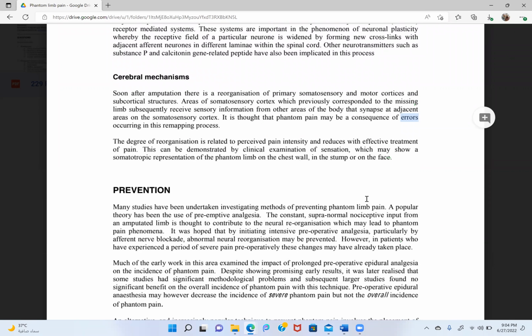The degree of reorganization is related to perceived pain intensity and reduces with effective treatment of pain. This can be demonstrated by clinical examination of sensation, which may show a somatotropic representation of the phantom limb on the chest wall, in the stump, or, I'm sorry. But actually, I'm not able to understand what this means. It may be based on post mastectomy or surgery in the chest wall, and it gives the central mechanism of phantom limb pain. Anyways, I don't understand fully.